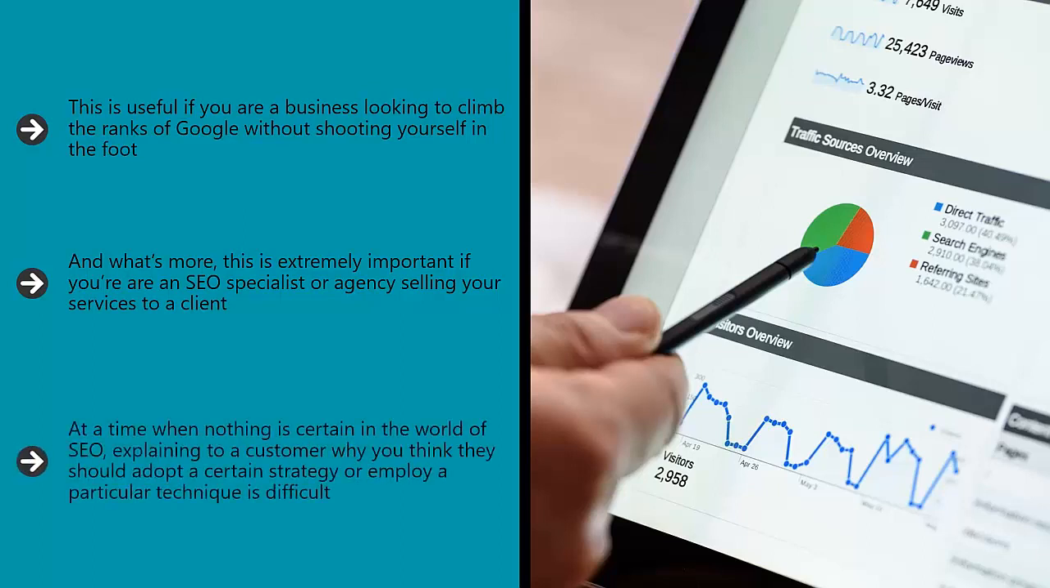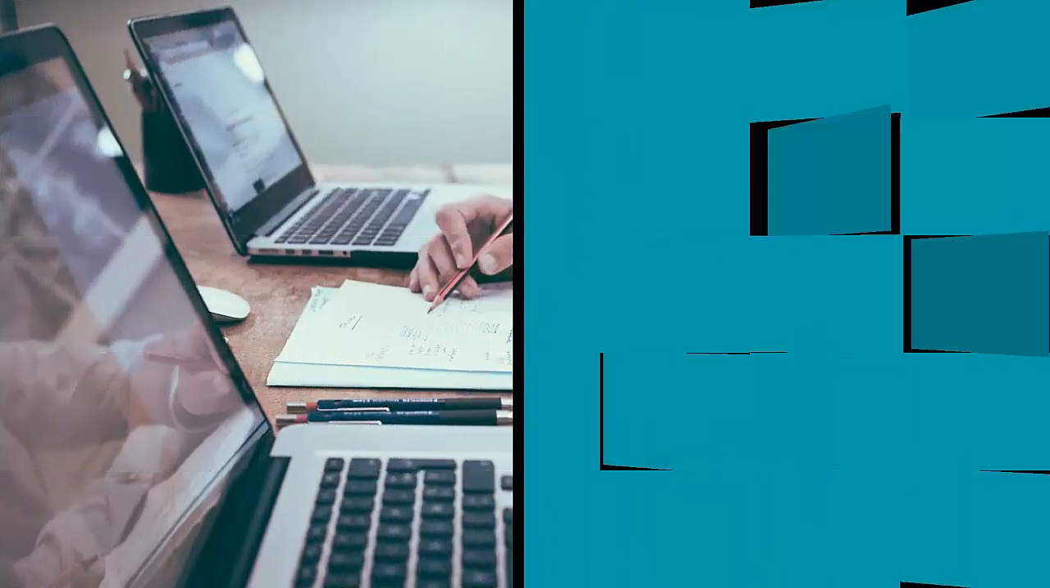At a time when nothing is certain in the world of SEO, explaining to a customer why you think they should adopt a certain strategy or employ a particular technique is difficult. But if you can show clearly that the strategy works in a controlled and safe environment, then you can increase your chances significantly of securing their business.